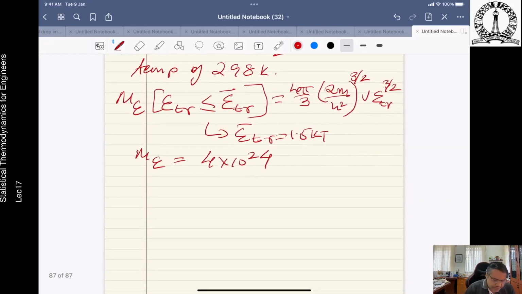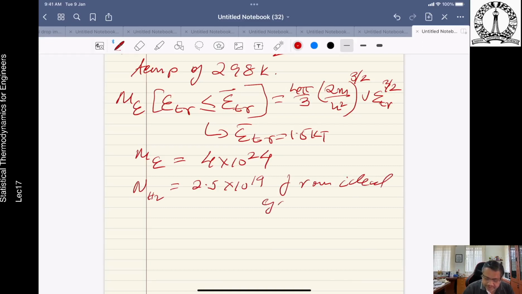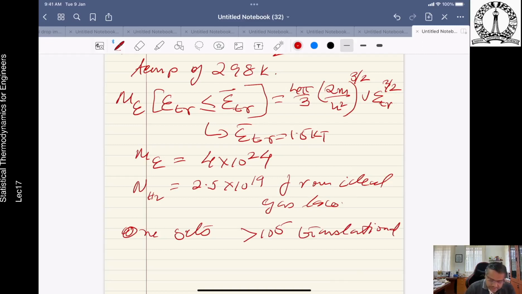But the number of hydrogen molecules, if you look at it, is actually equal to 2.5 into 10 to the power of 19 at atmospheric pressure, from the ideal gas law. So one gets more than 10 to the power of 5 translational energy states per molecule.